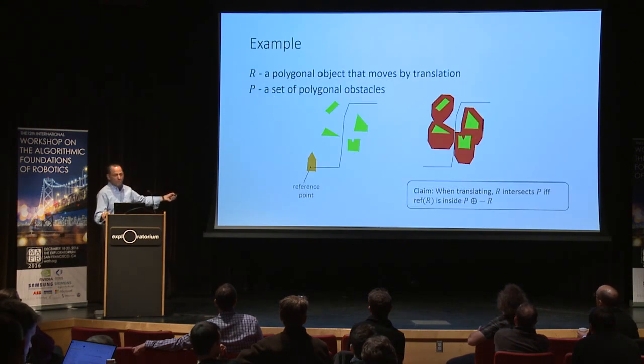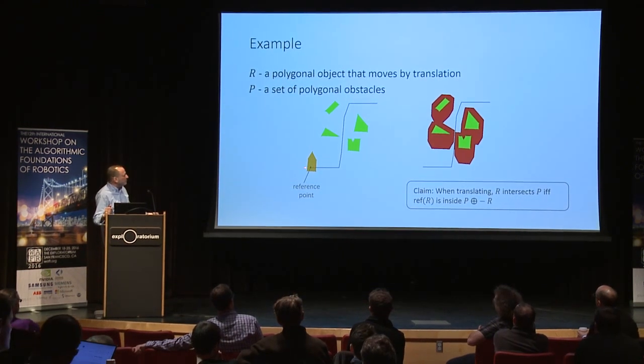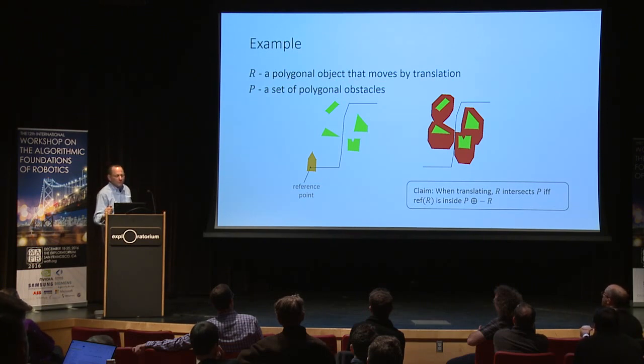You probably know Tomás Lozano Pérez's configuration space. It's a generalization of the earlier claim. I have a robot translating, I have obstacles. I take the Minkowski sum of the obstacles and a negated copy of the robot, and then if I have a free path for the reference point of the robot, then I have a free path for the robot, and it's exactly the same claim, only made dynamic.